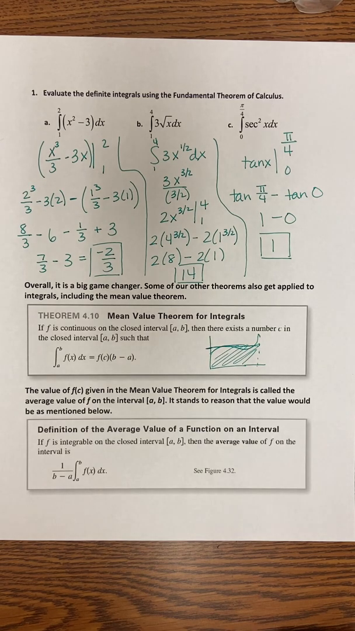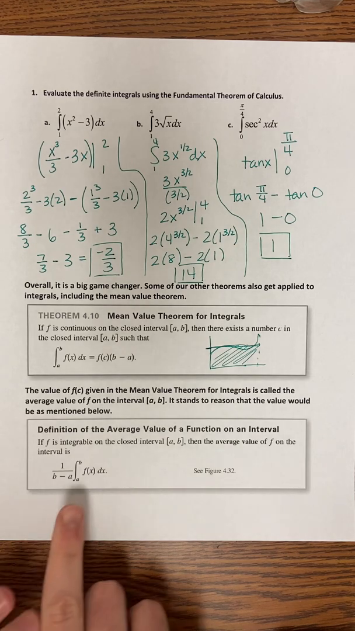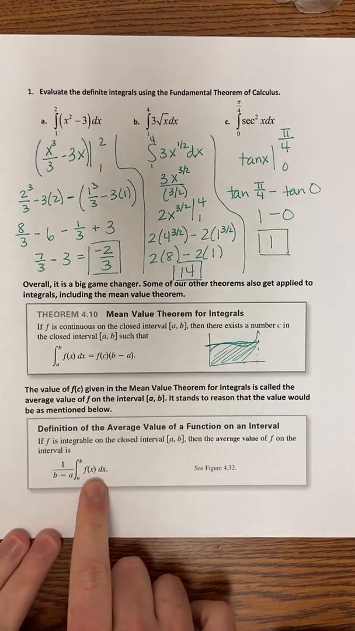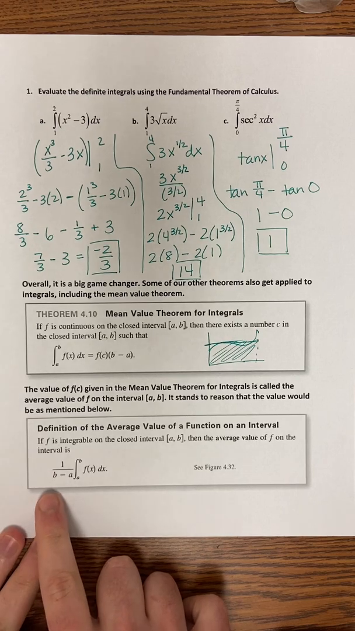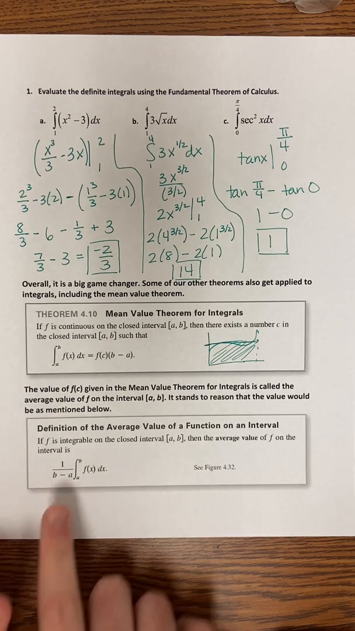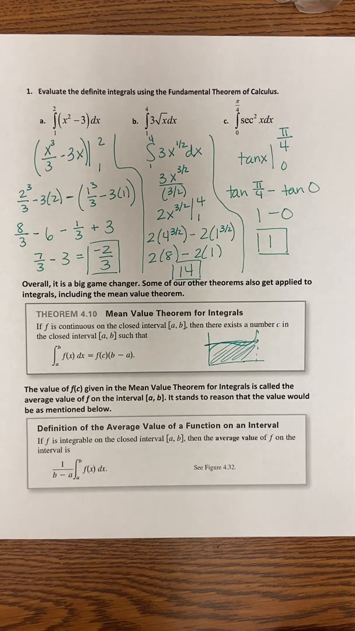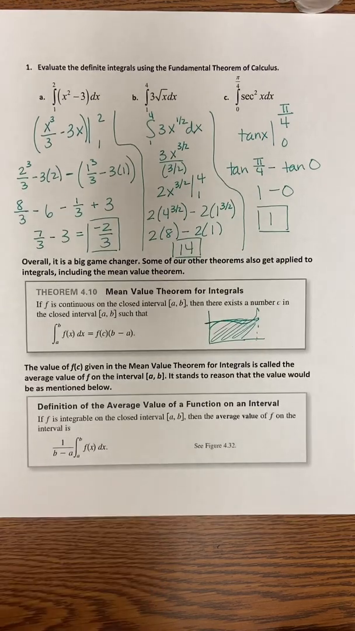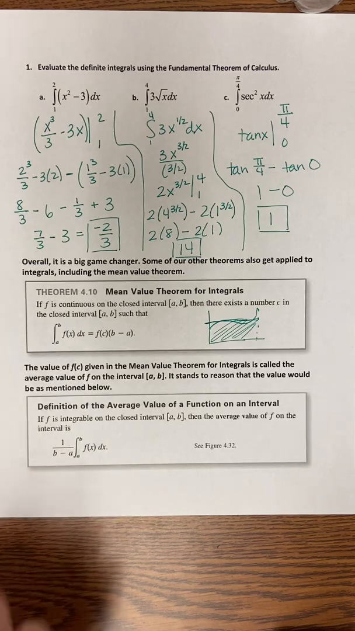Now, if you wanted to find what that value was, to find the average value over an interval, you take the total area under the curve and divide it by the width of the interval, which in our case would be b minus a. So naturally, that means the average value of the function on the interval is 1 over b minus a times the integral of your function. So what does that look like in a problem?